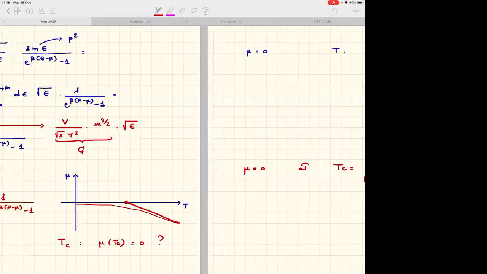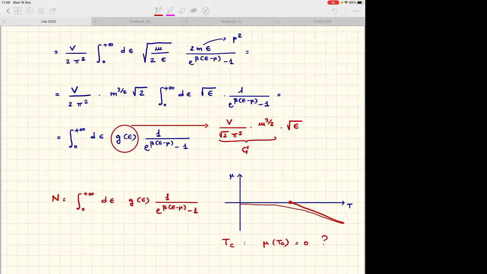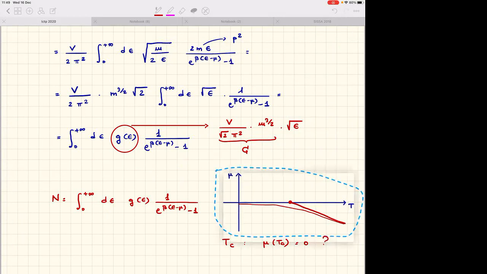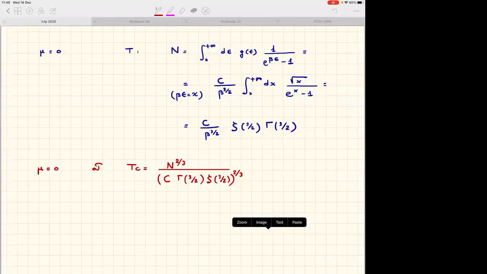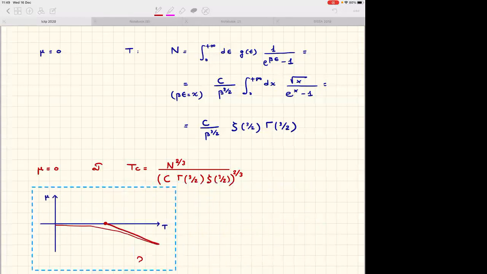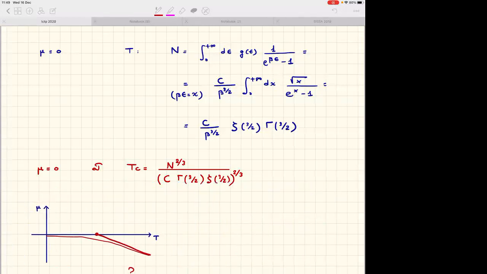Okay, so I have something like this, with a chemical potential that goes through 0 at this temperature. So the scenario you have is this one, not the one of a chemical potential that is always negative, like in this curve that I'm erasing now.